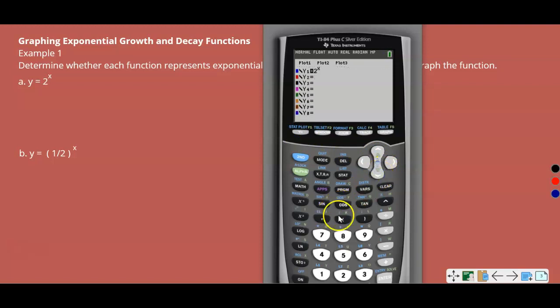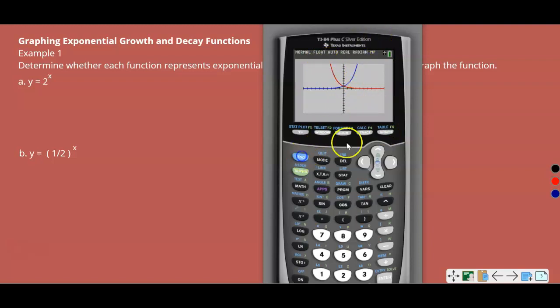Let's go ahead and graph b as well. So we're going to graph 1/2 raised to the x power. This one is going to be the line in red. You're going to see how this one is a decay function because it comes down and approaches the x-axis, where the other one was a growth function. This one is a decay function.